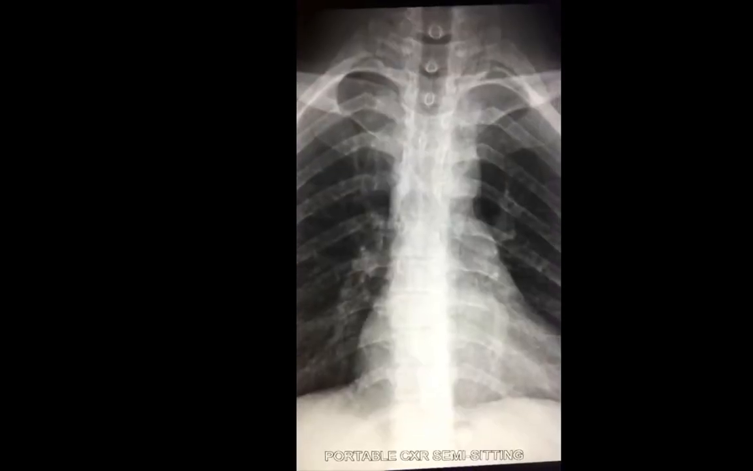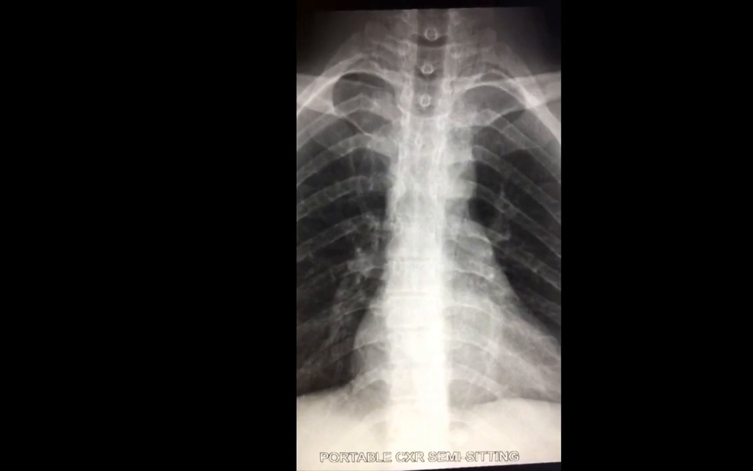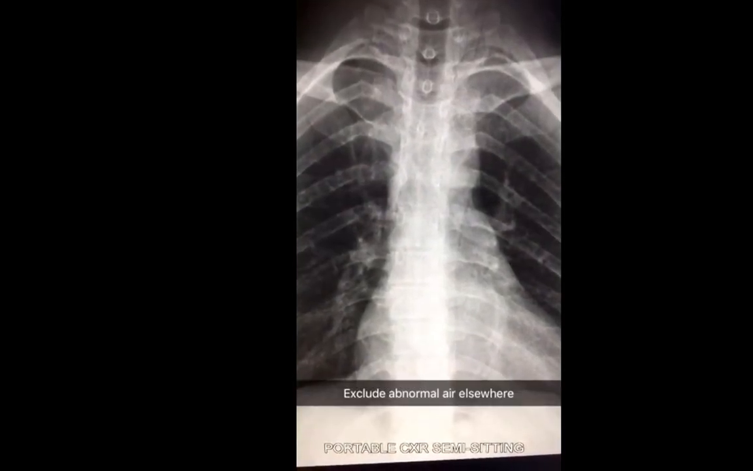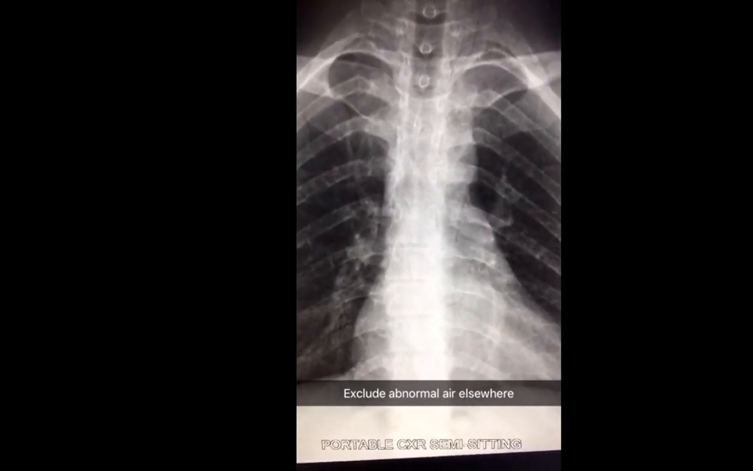The most important teaching point from today's case is that if subcutaneous emphysema is noted, you have to look for air accumulating elsewhere. By that I mean make sure that you don't have a pneumothorax, pneumomediastinum, or pneumopericardium.